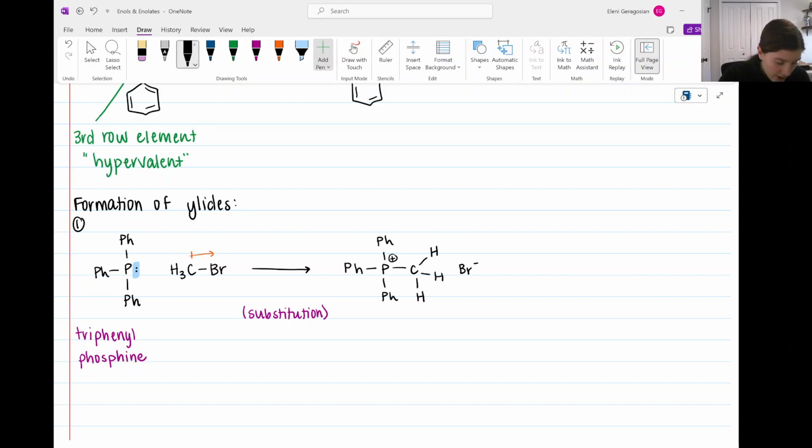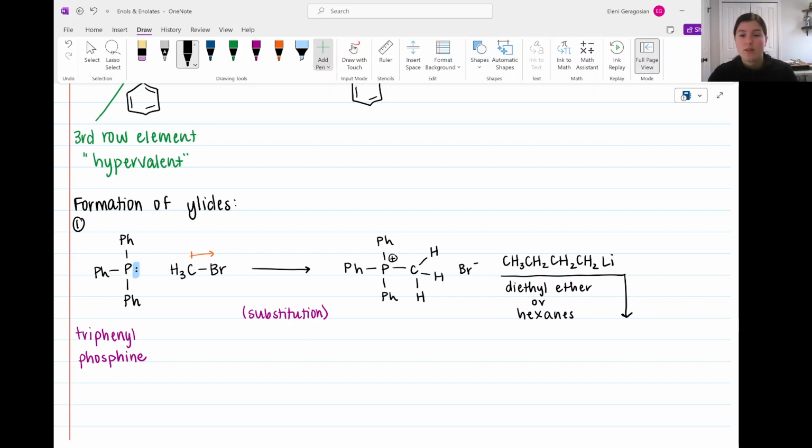A strong base that's often used for formation of ylides is butyl lithium. So CH3, CH2, we have 4 carbons, and then a lithium. This is done in an aprotic solvent, so something like diethyl ether or hexanes. Some aprotic solvent can be used here. And this is because butyl lithium is a strong base.